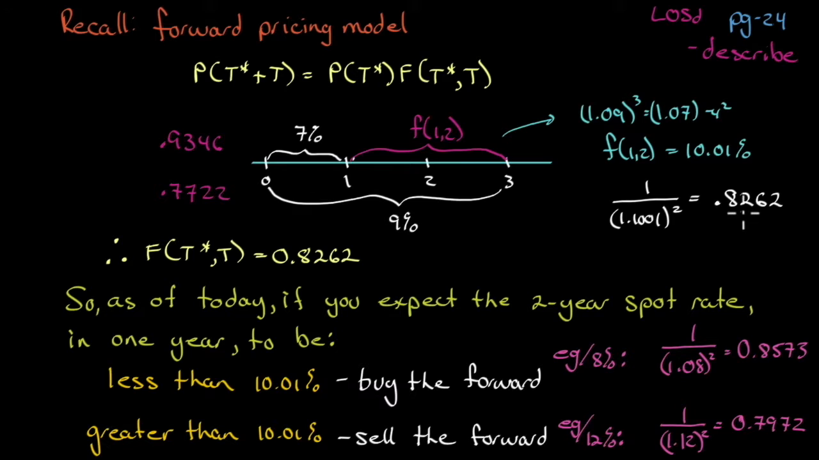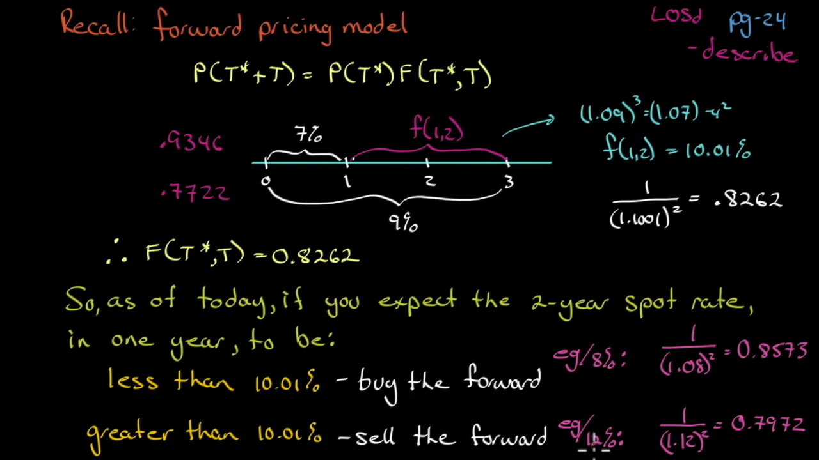And you're buying it for 8.262. You've already entered into an agreement to buy it for 8.262. It has a value of 8.573 right away. So you would buy the forward. If you think that the 2-year spot rate in 1 year will be greater than 10.1%, you will sell the forward. And let's just use 12% as an example.